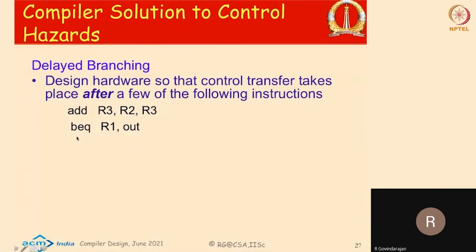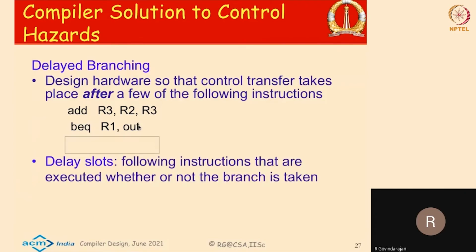So let's say you have a sequence of instructions. After the branch instruction, depending on the branch condition, you will either execute the instruction following this, or you will execute the instruction from the target. This is the normal semantics. But in the case of delayed branching, you will always execute the instruction following the branch instruction, and the control transfer takes place only after executing the instruction following the branch.